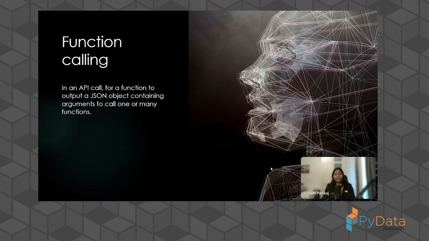What is function calling? It's an API call for a function to output a JSON object containing arguments. What it basically means is that if you have a list of functions, the GPT model can decide which function to run according to the query. And the second part is you can describe the type and the structure of the argument that you are getting from the chat completion. What that means basically is function calling doesn't give you the answer directly. Function calling gives you the argument that you will need as an input in your defined function.